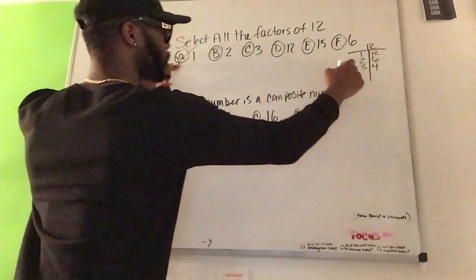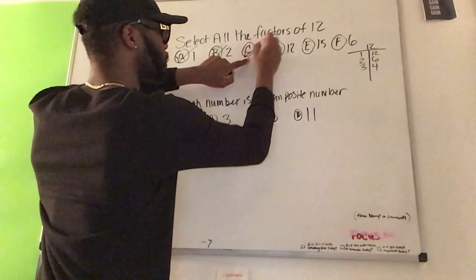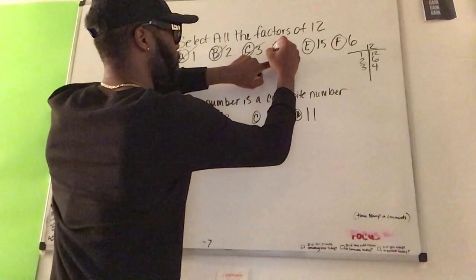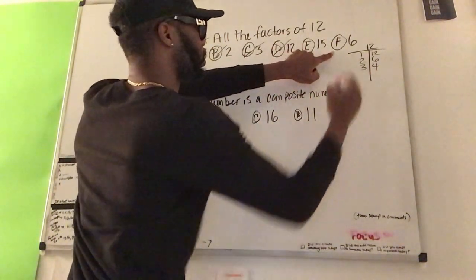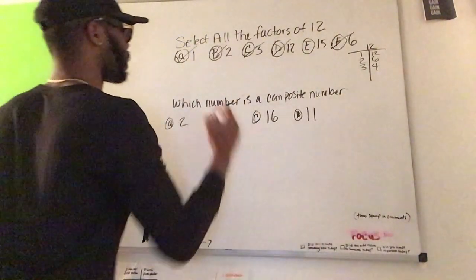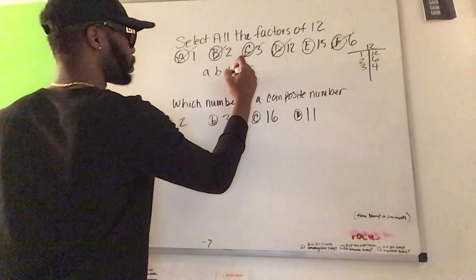Is there a 2 on the list? Yes. Is there a 3 on the list? Yes. What about a 12? Yes. What about a 15? No. What about a 6? Yes. So my answer will be A, B, C, D, and F.